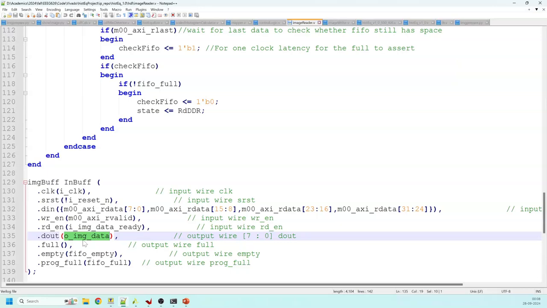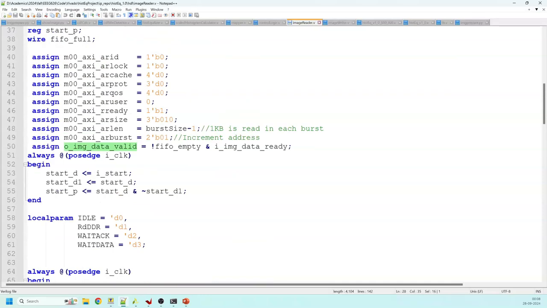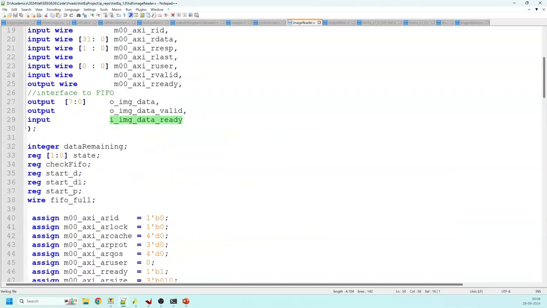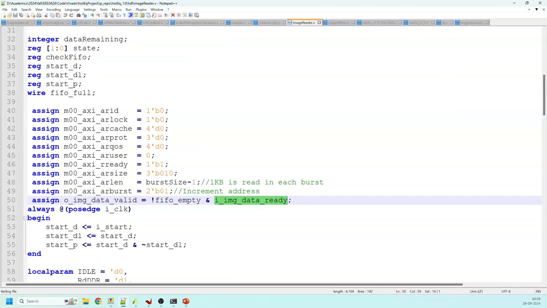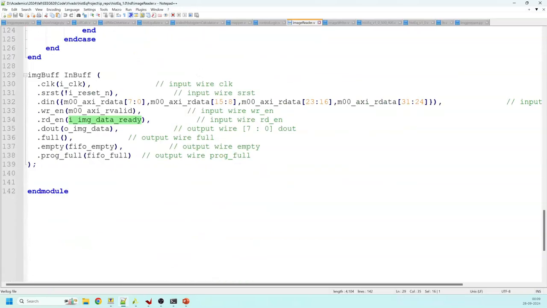Now, whatever data is coming out of this FIFO is directly going as the AXI stream data. The data valid is nothing but NOT of FIFO empty. So whenever the FIFO is not empty, we say we have valid data, along with this image ready, which is basically coming from an output FIFO. In the image writer module, we have another FIFO which is used for writing to the DDR. Whenever that FIFO has some empty space for storing data, this signal will be asserted. So we are basically saying that the FIFO should be ready and this FIFO shouldn't be empty, then we are ready to give some data. That's the logic used.